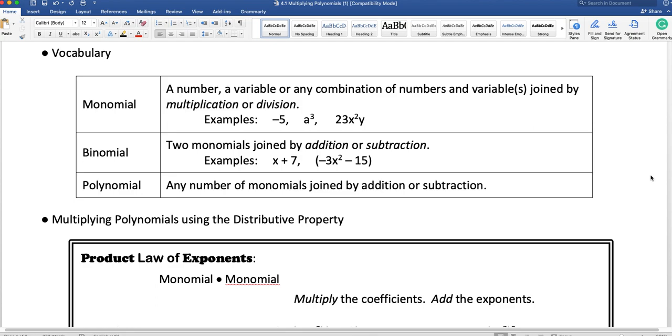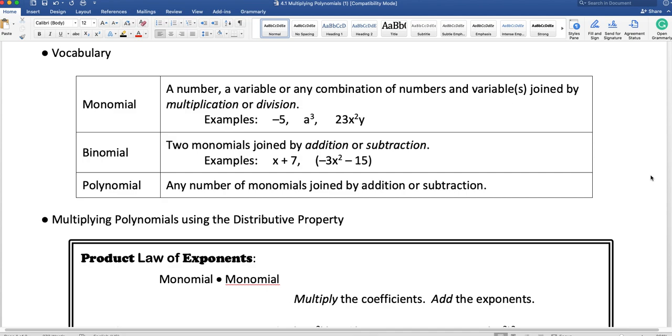All right, today is Skinny Friday, so this is a pretty short lesson. We've got some vocabulary. Again, this is 4.1. First of all, we need to know what a monomial is. Mono means one. So a monomial is a number, a variable, or any combination of numbers and variables joined by multiplication and division. That's it, nothing else.